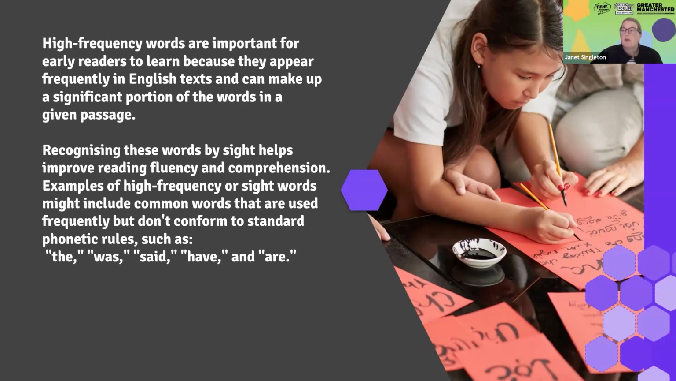There we go. So as I say, high frequency words are important for early learners or early readers to learn because they appear frequently in English texts and can make up a significant portion of the words in a given passage. So recognising these words by sight helps improve reading fluency and comprehension.